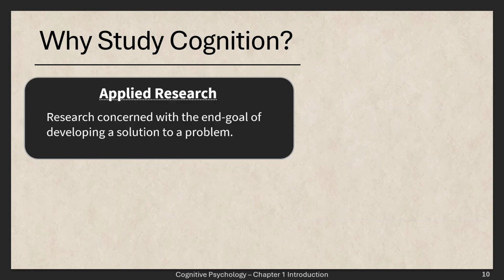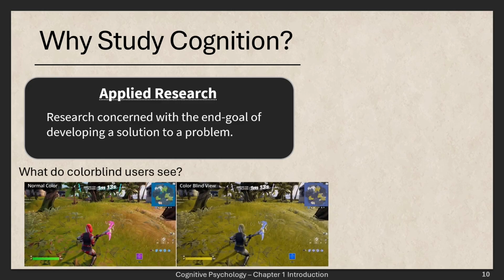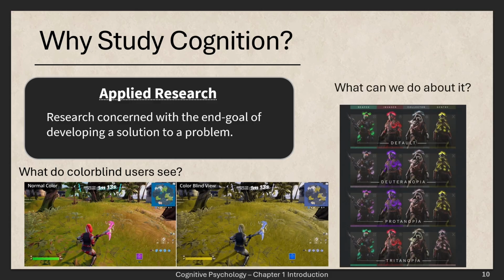Applied research, on the other hand, focuses on developing direct solutions to real-world problems. For example, applied research helps design accessible user interfaces in video games, such as alternative color palette options in games like Destiny, so the colorblind players can easily distinguish between critical visual cues like green reapers and red invaders.